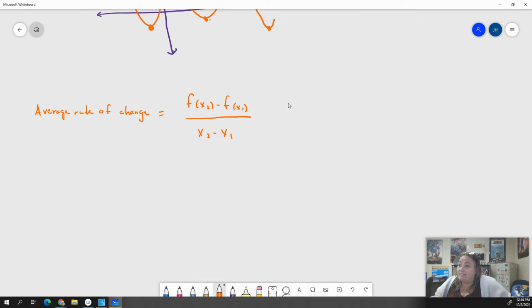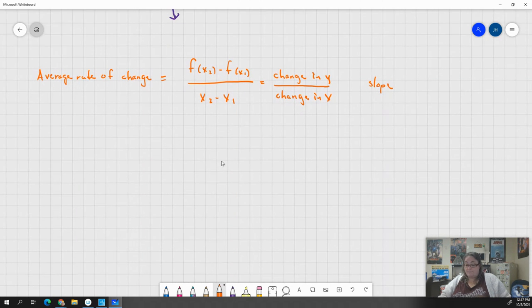And basically what it's saying is you've got the change in y over the change in x. And this looks complex, but really you guys have been doing this for years. It's essentially figuring out the slope of the line. That's really all we're finding out.